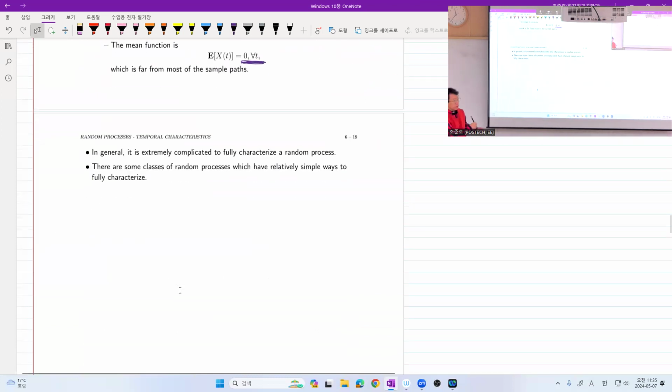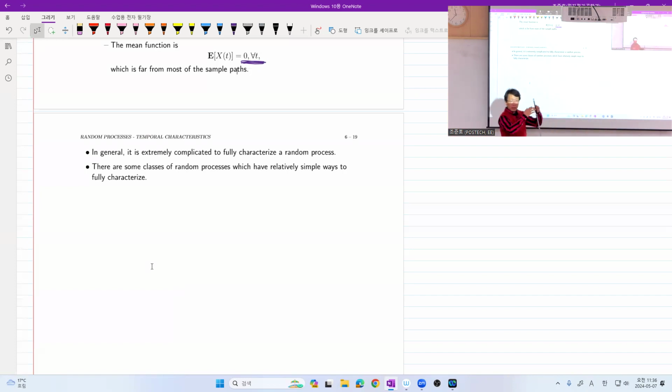So here I emphasize in the handout two things you need to remember. In general, it's extremely difficult to fully characterize a random process. And second, as I just said, the sample path may be drastically different from the mean path. In this case, it seems that full description is hopeless in general. We are doomed?